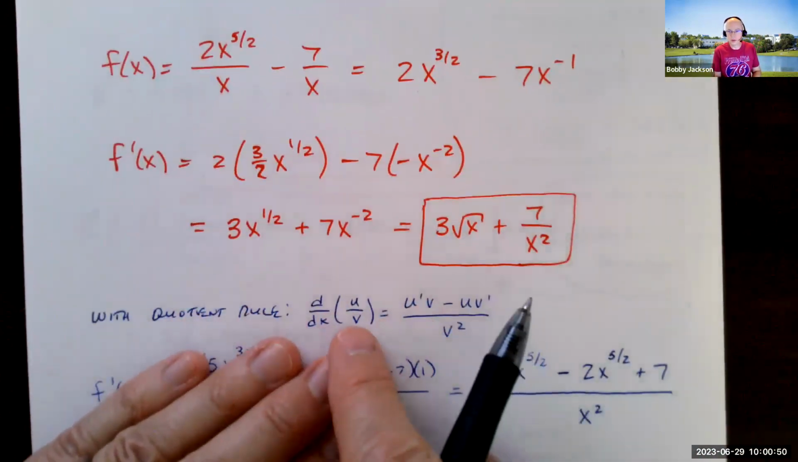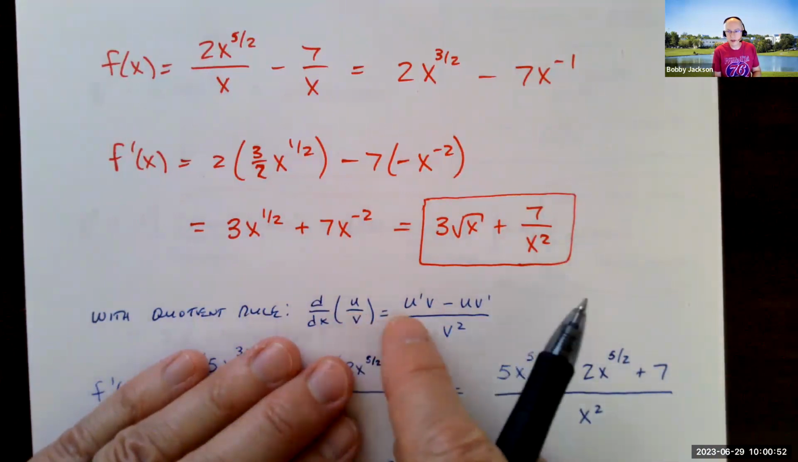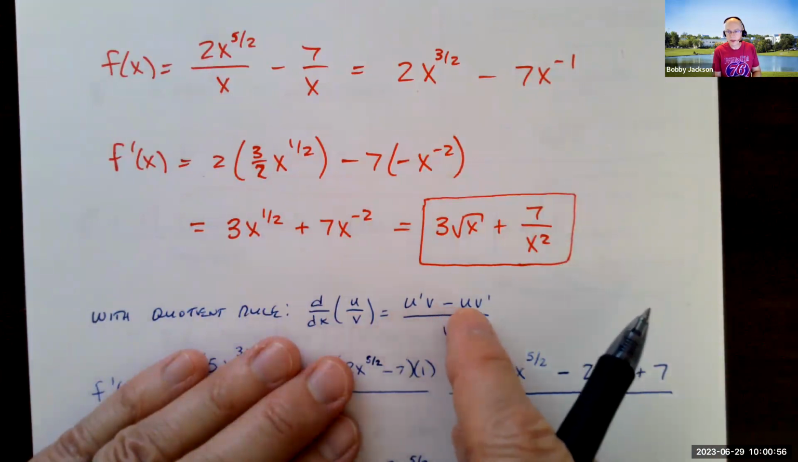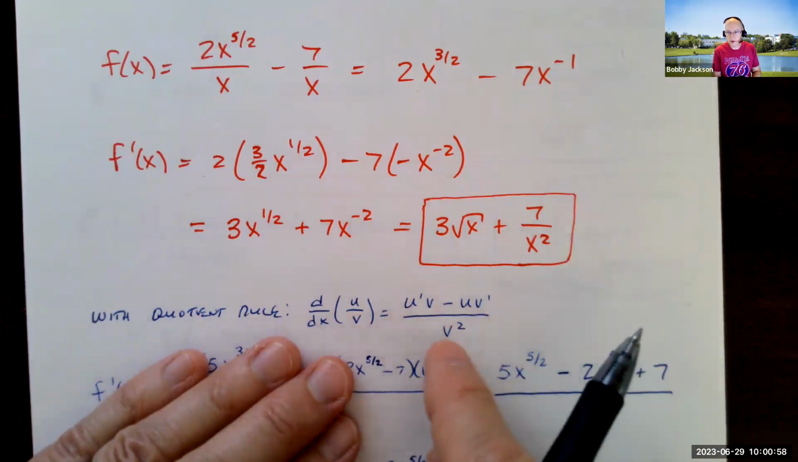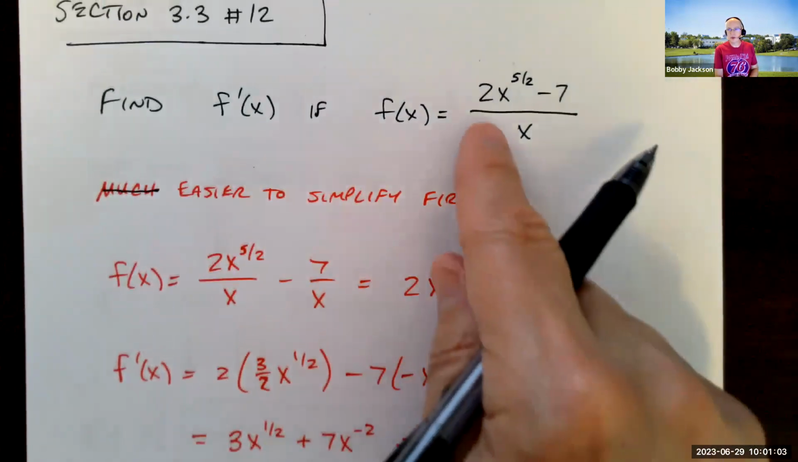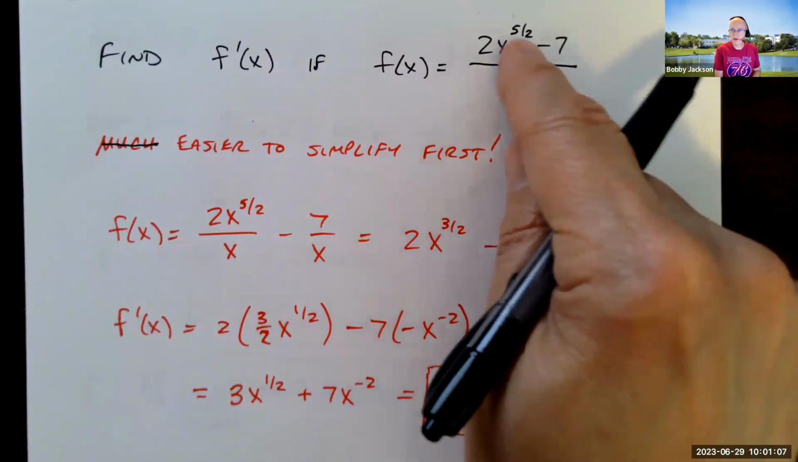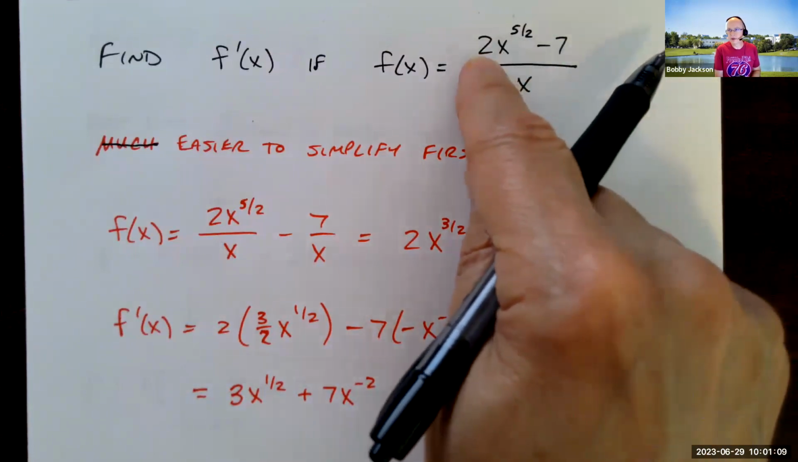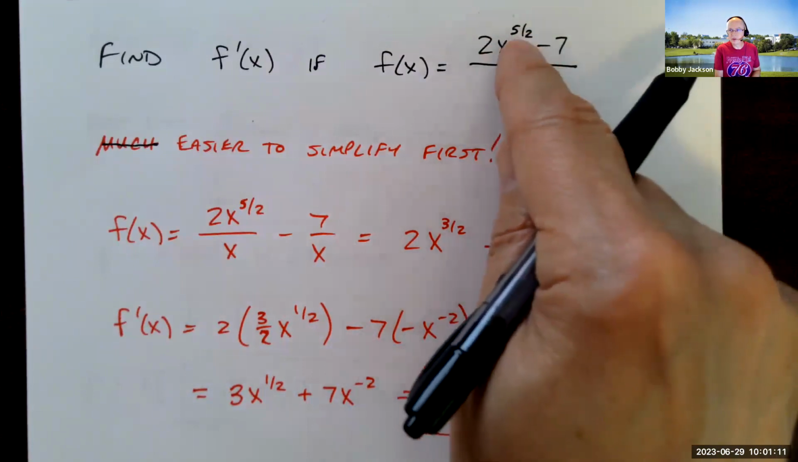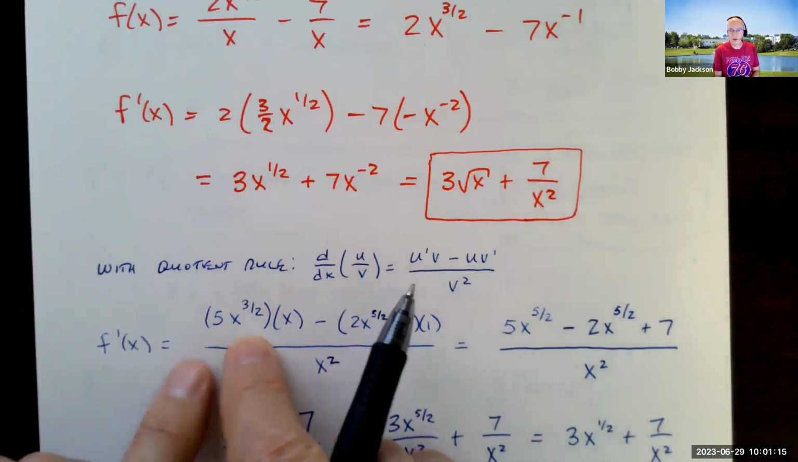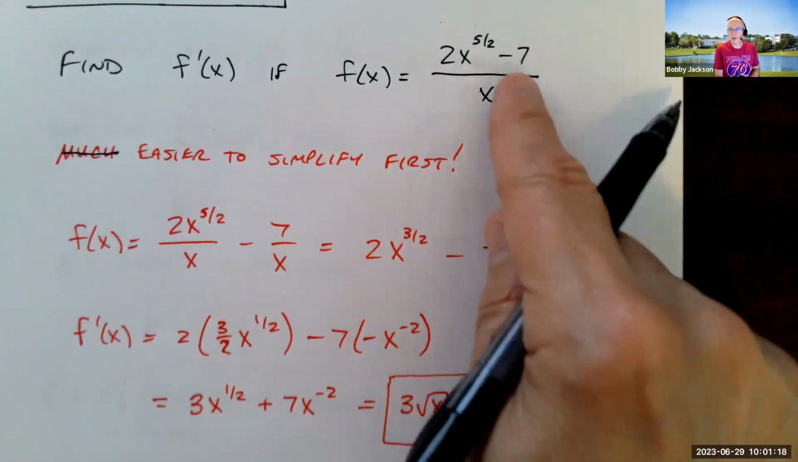So remember, the quotient rule is if I have u divided by v, derivative of u, the top function, times the bottom, minus the top times the derivative of the bottom function, all over the bottom function squared. So the top function u is 2x to the 5/2 minus 7. What's the derivative of that? Well, if I bring the 5/2 down, 5/2 times 2 is 5, x to the 3/2 power. So there's my derivative. Notice the derivative of 7, of course, is 0.